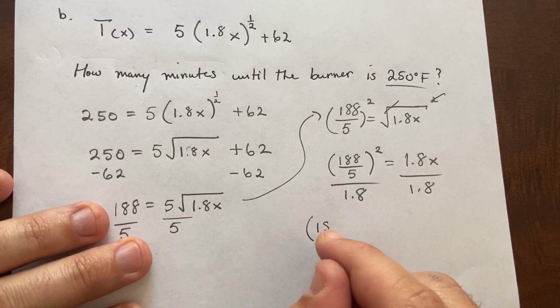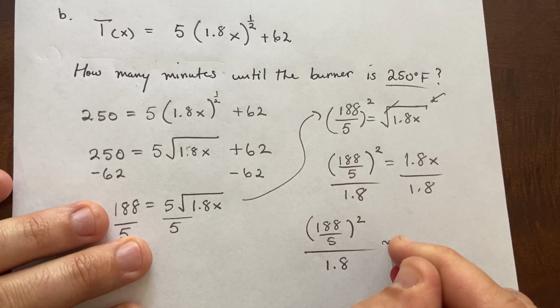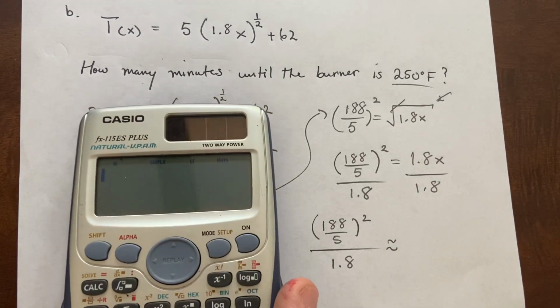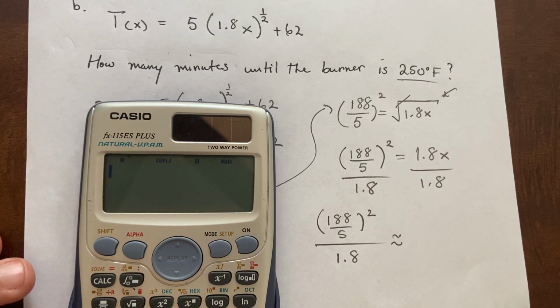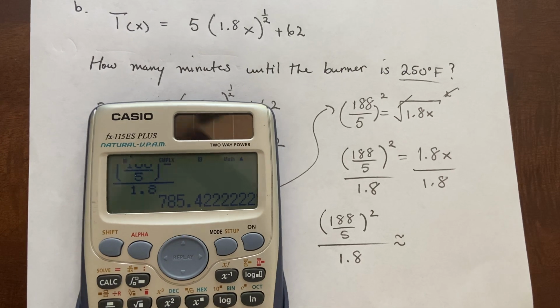So what I'll do now is type this into my calculator. And then I'll say that about equals something rounded to 1 decimal place. All right, so fraction, and then I have even a fraction within that fraction. So 188 over 5, and then square, and then scroll down 1.8. And then press S to D to get this decimal. It's about 785.4 minutes.